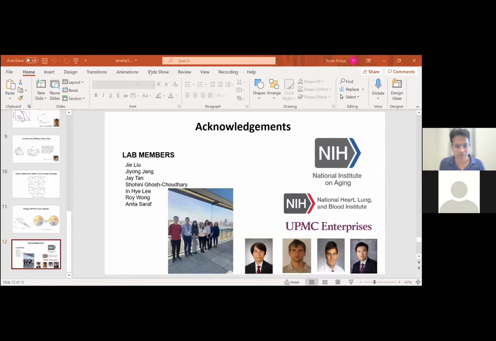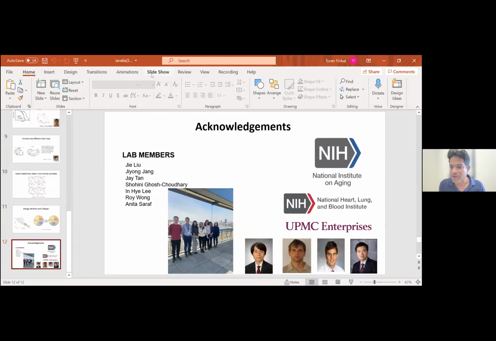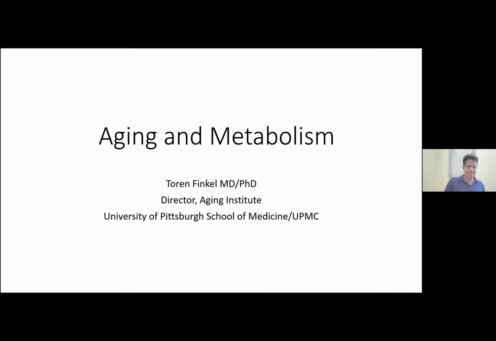Great. Well, thanks, Ralph. That was a really terrific talk, and we'll continue the conversation in the group discussion. So now we're going to shift a little bit from development to the other extreme, aging, and we're going to hear from Toren Finkel from the University of Pittsburgh. Thanks very much to the organizers for this opportunity.